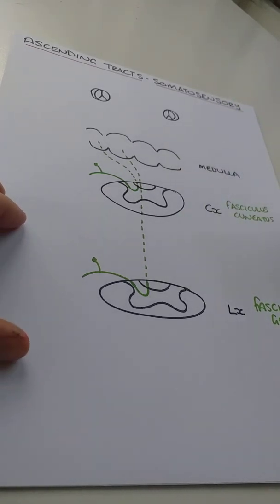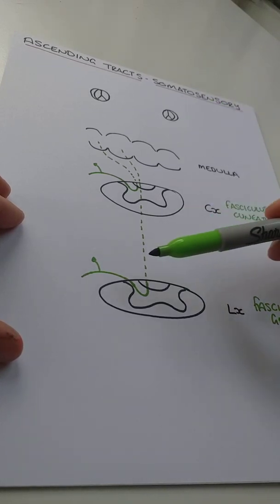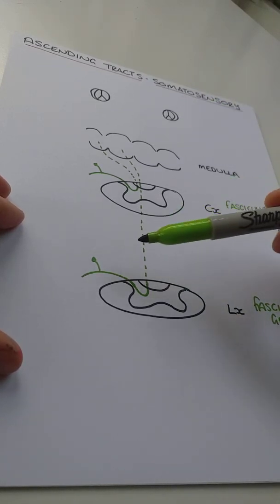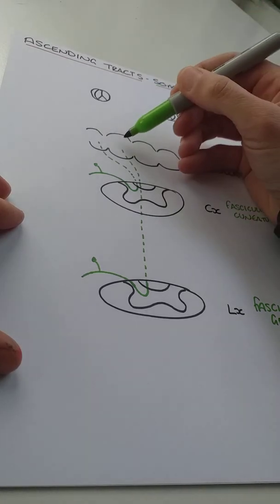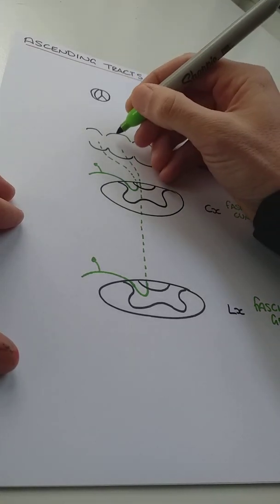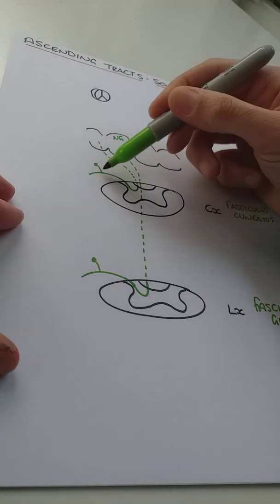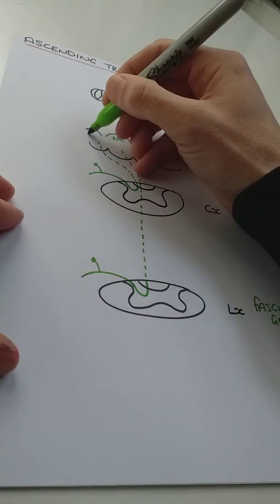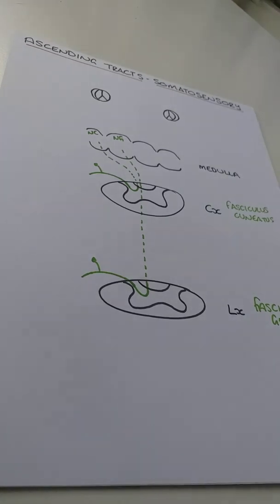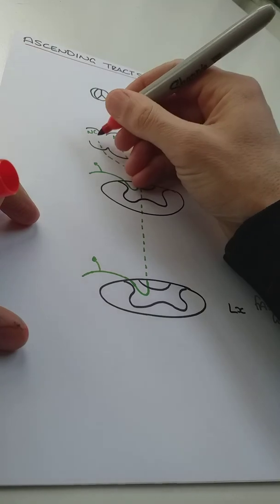So let's have a think about where they go. So your fasciculus gracilis comes up to the nucleus gracilis, and the fasciculus cuneatus, nucleus cuneatus. So then what happens here at the nucleus of the medulla? A synapse occurs.